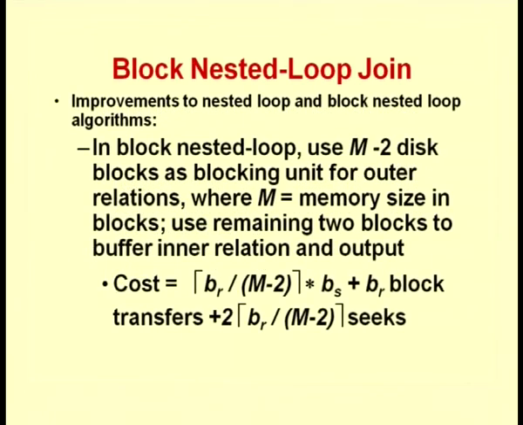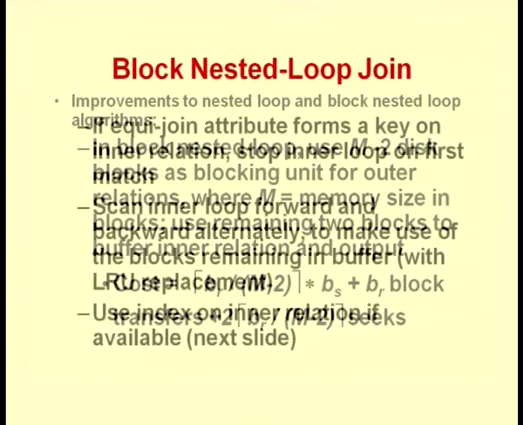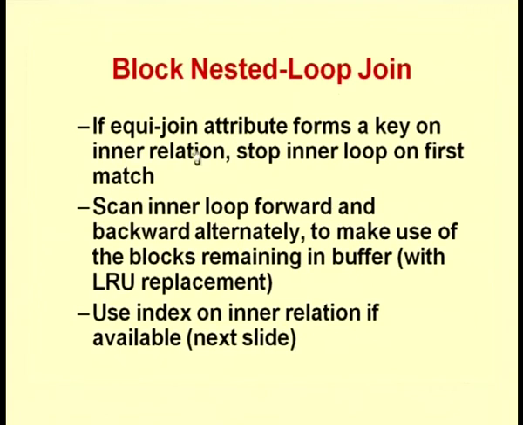Now, improvements to the nested loop and block nested loop: use M minus 2 disk blocks as the blocking unit for the outer relation, where M is equal to the memory size, using the remaining 2 blocks to buffer the inner relation and output. This will improve the cost tremendously. If the equijoin attributes form a key on the inner relation, stop the inner loop on the first match. Also, scan the inner loop forward and backward alternately, to make use of the blocks remaining in the buffer with least recently used (LRU) replacement.